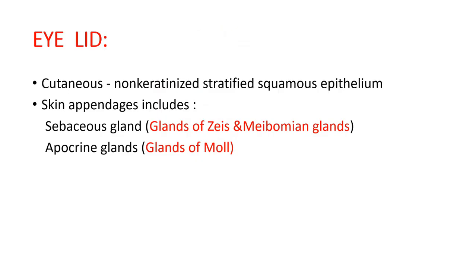Now coming to the eyelid. The eyelid is a skin layer on top of the eye, and the lining epithelium is made up of non-keratinized stratified squamous epithelium. The skin appendages include two types of glands: sebaceous glands, which are the glands of Zeis and the Meibomian glands, and then there are the apocrine glands, which are called the glands of Moll.